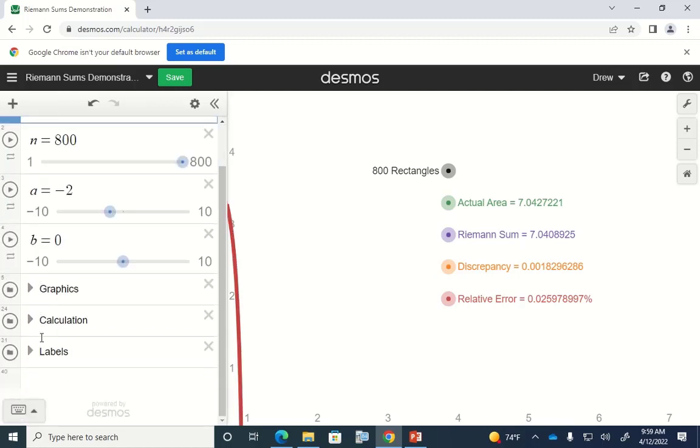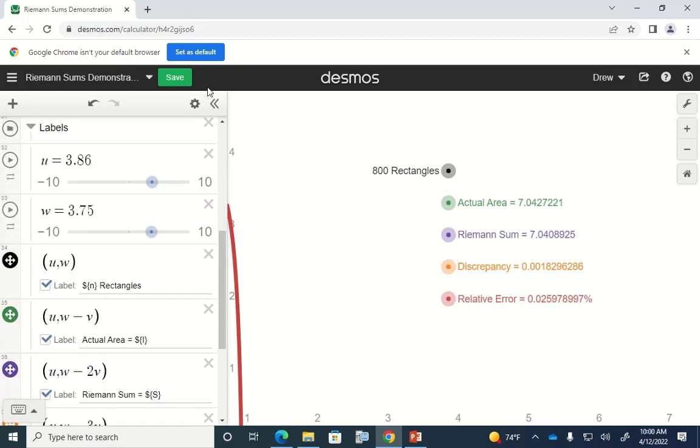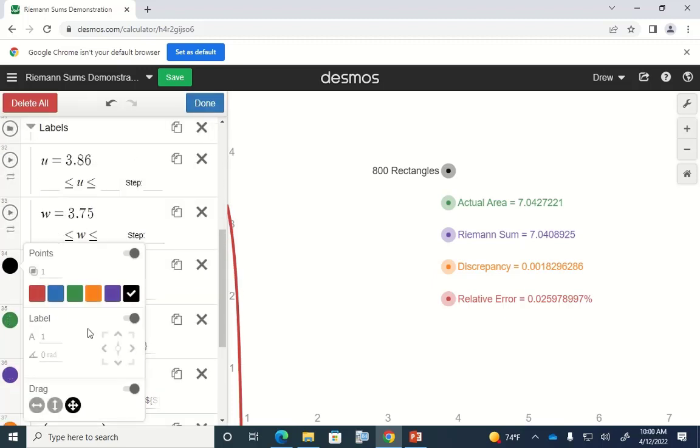I don't like how that label is messed up. I'm going to fix it. Okay.